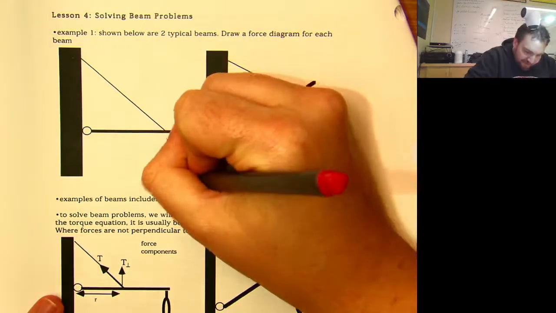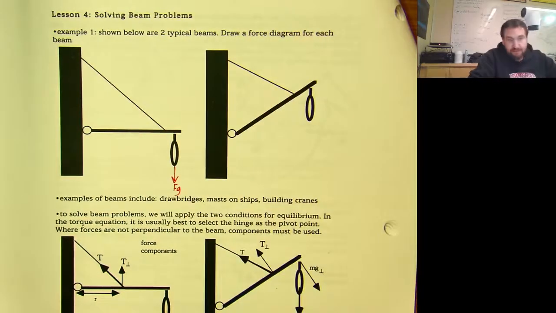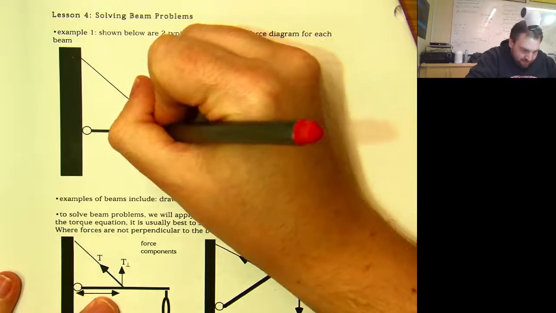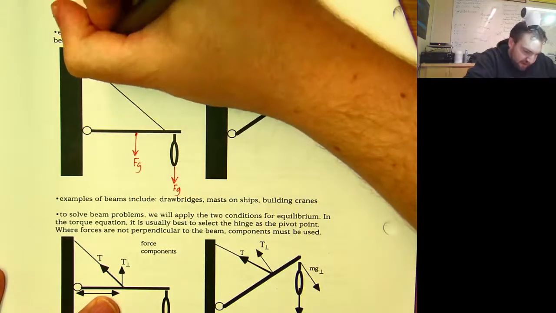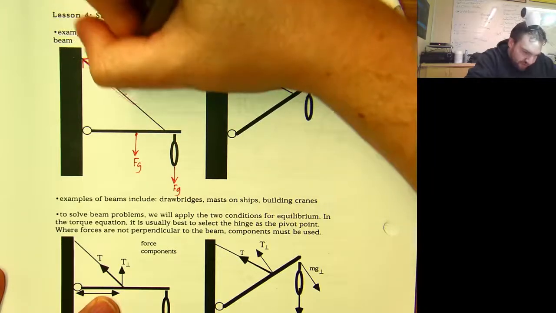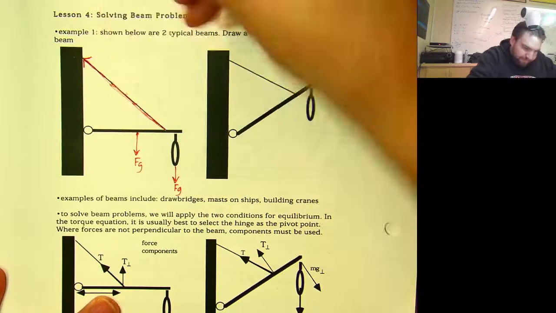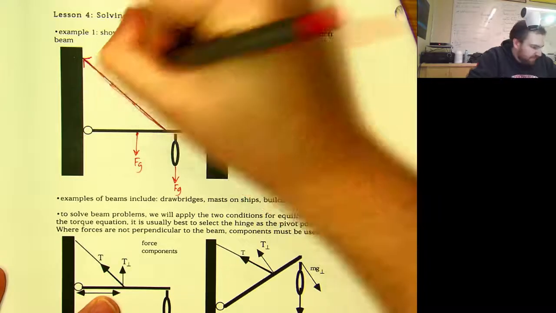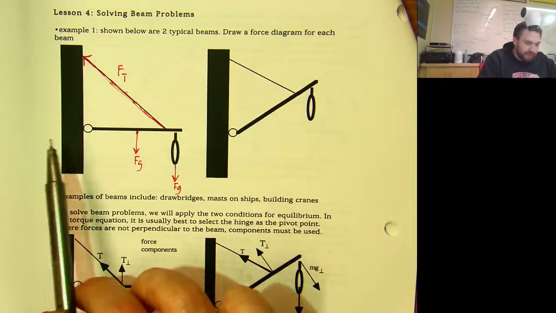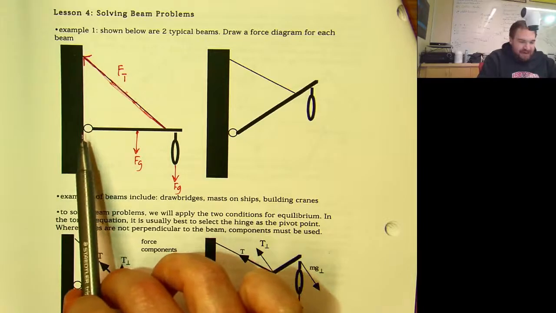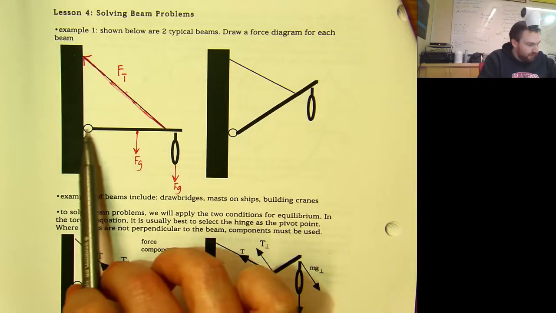So here we go. We've got FG acting downwards here. These beams all have mass, so we want to include those as well. So you've got FG downwards here. There's going to be a force of tension up there. And now there's going to be forces acting here. This is where the hinge is located.